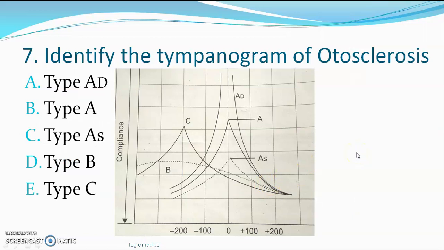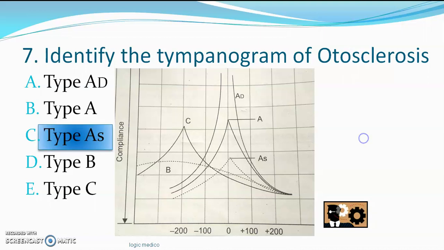Identify the type of tympanogram of otosclerosis. Options are: is it type AD, type A, type AS, type B or type C? These are the options. Your time starts now. The time is almost up. Okay, and this type AS, this is the graph.